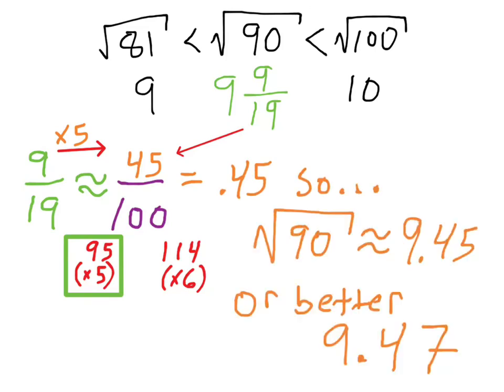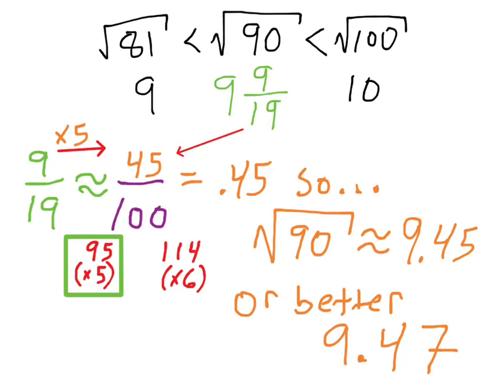But better would be 9.47, because 95 is not quite all the way up to 100. And so we bump it up by 1 or 2 hundredths, because again, 95 is pretty close to 100. So we get an approximation of 9.47.